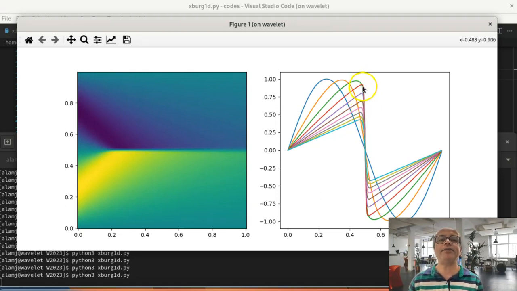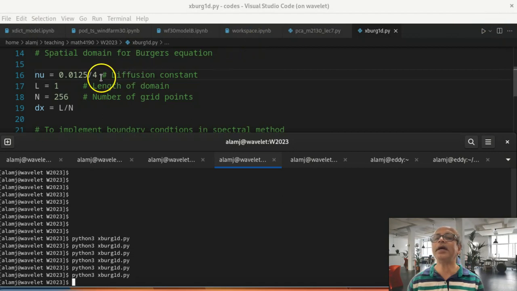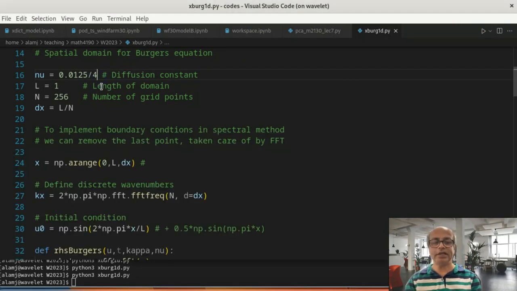and at some point in time, in here, 10th time step, 20th time step, 30th time step, after the 30th time step I can see that the diffusion term has dominated over the advection term and the amplitude started decaying. Now let's go back and change this. Instead of a factor of 4, let's say a factor of 8. What happens?